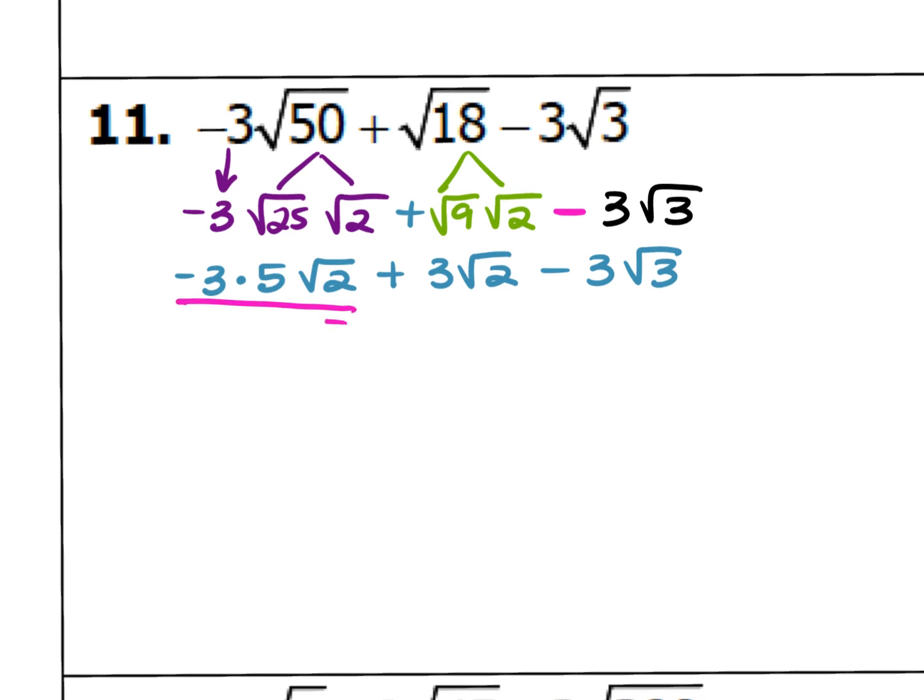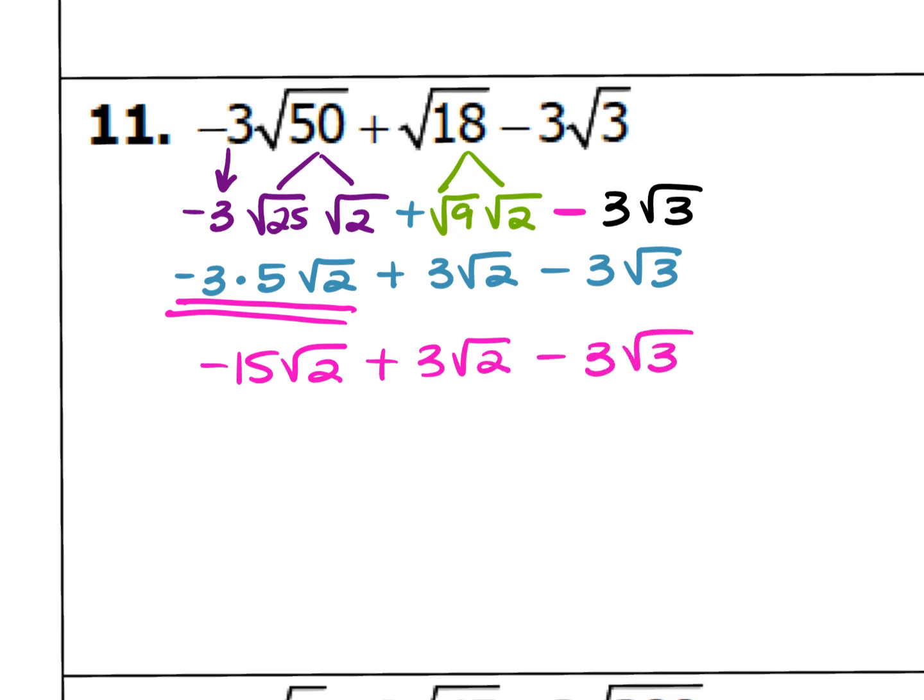What does this become? The pink underline. -15 rad 2 plus 3 rad 2 minus 3 rad 3. Okay, so our radicals are simplified. What do you notice? This one's a rad 3. These ones are rad 2s.